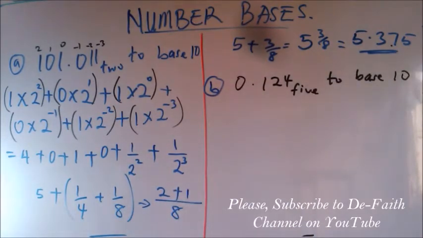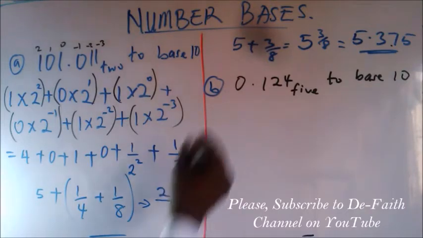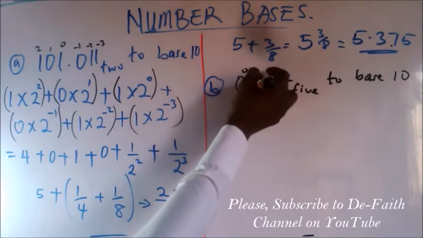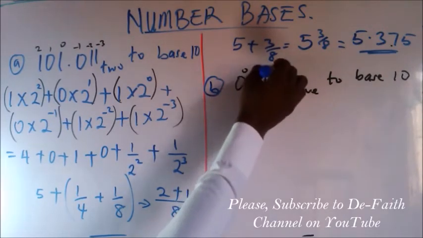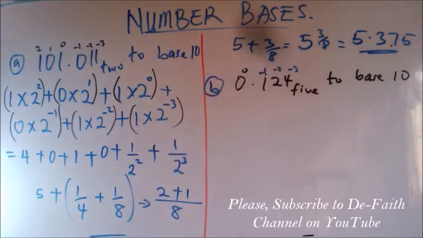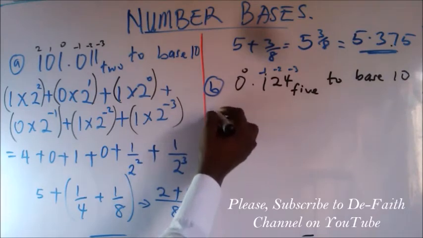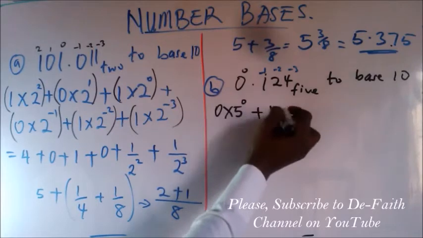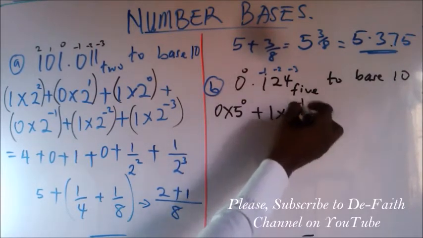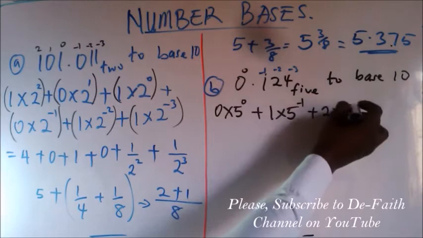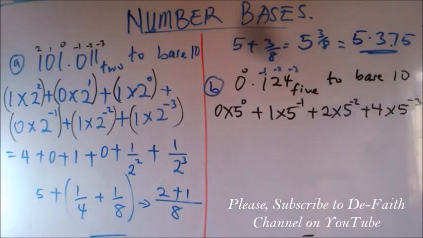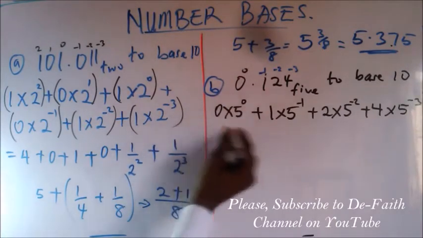Alright, so to go about this, our first 0 here still is 0, and then this one that is here is -1, -2, and -3. So we shall multiply and expand. So we have 0 multiplied by 5 to the power of 0 plus 1 times 5 to the power of -1 plus 2 times 5 to the power of -2 plus 4 times 5 to the power of -3. Now this gives us 0, so we don't need to really bother about this.